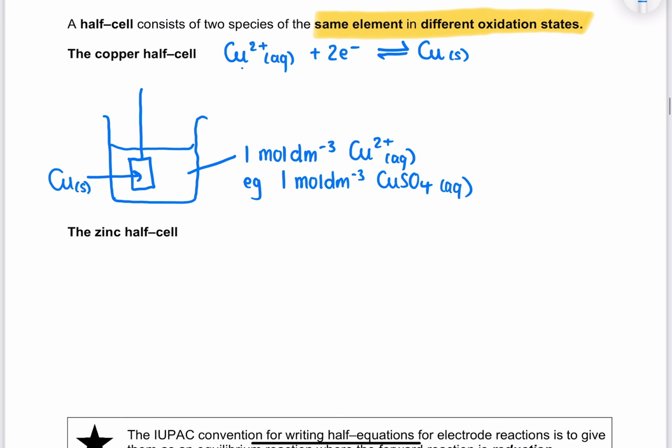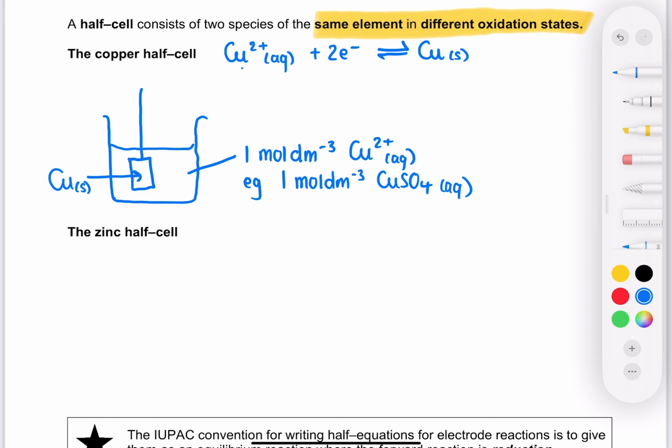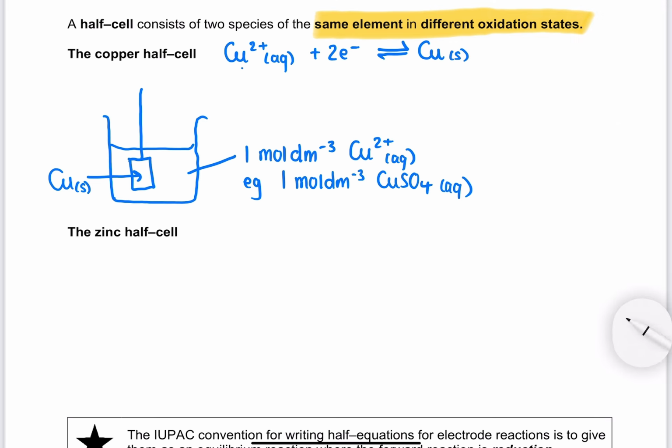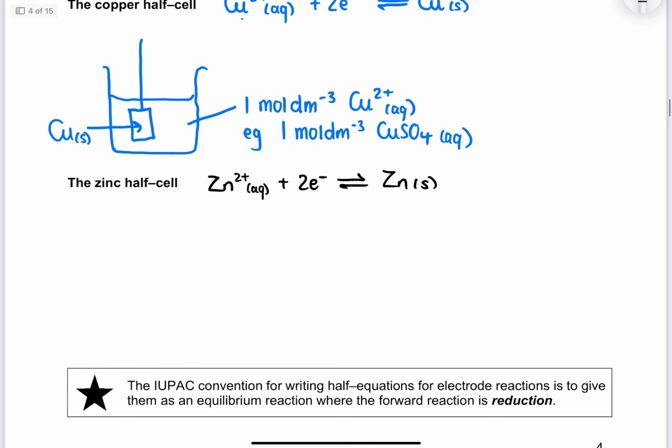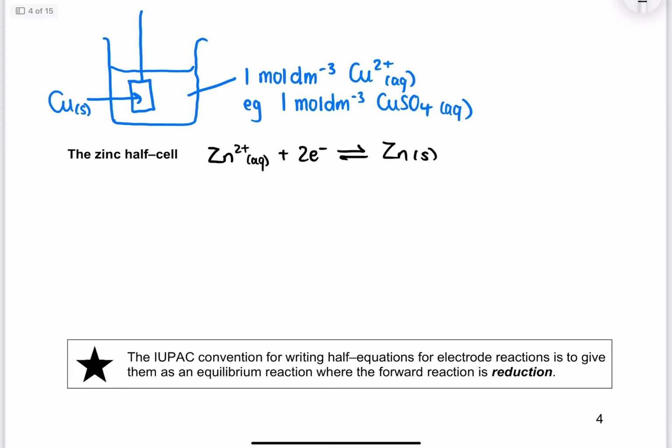Then it wants us to do the zinc half cell. Now, like I briefly mentioned, we always write half equations for half cells as reductions until we know which one ends up being the oxidation. So I am going to reverse this from what was written above to be a reduction, but with the reversible arrow so that it can change its direction if we want it to.